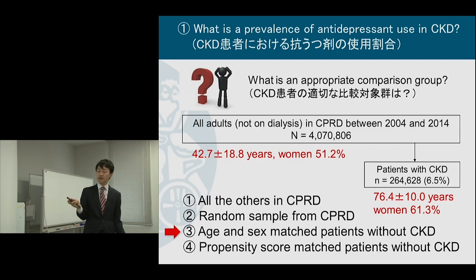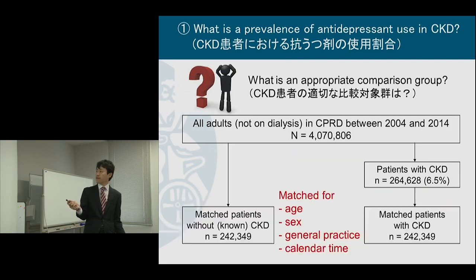So depending on the disease, sometimes you should use a propensity score matched comparison group, but in my case this was not feasible, so I used the third option. I selected randomly patients with the same age and sex, in addition to the same general practice and calendar time for a fairer comparison, and the same number of patients.